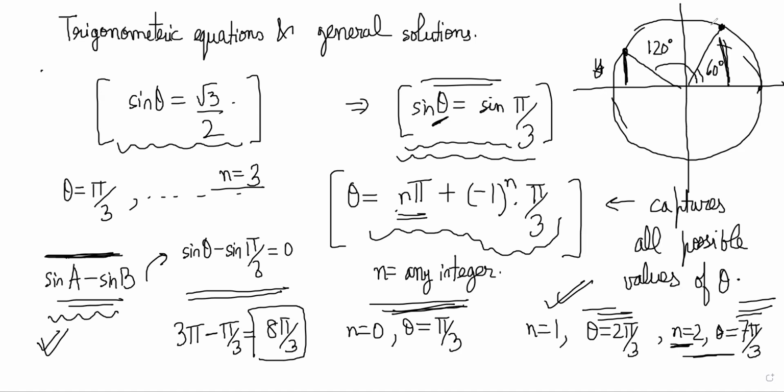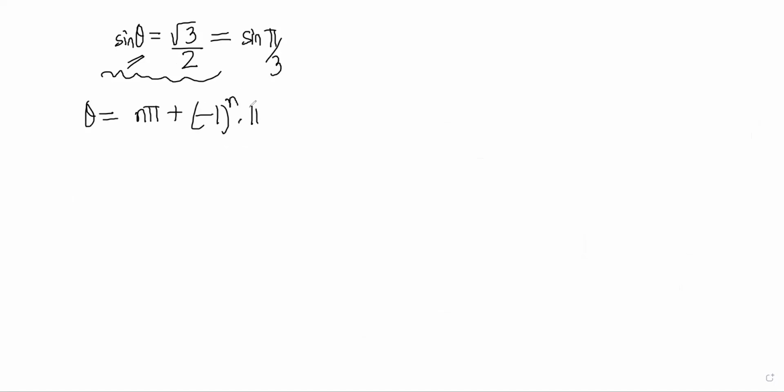So again, what is it? It is 360 degrees, one full circle, plus 120 degrees, which is this point only again, right? So obviously, that will also be true. Sine theta will be root 3 by 2 for that. So what we are saying is that in this example, the possible angles for theta are found by writing root 3 by 2 as sine pi by 3, and then saying theta is equal to n pi plus minus 1 power n pi by 3. And n can be any integer, right?